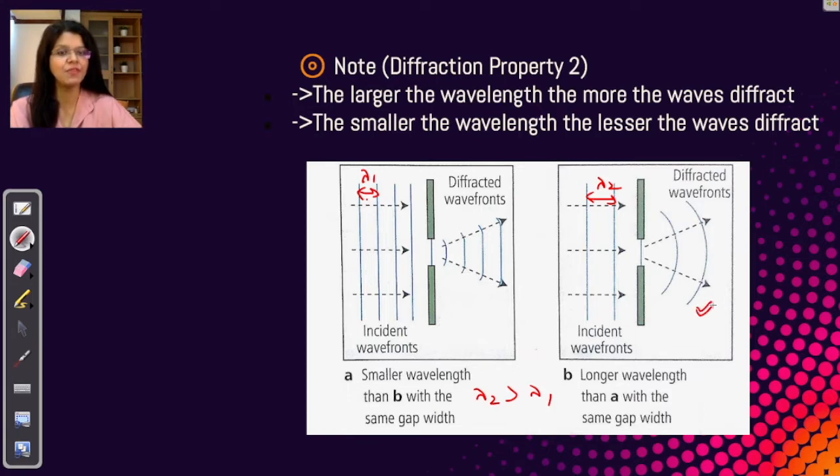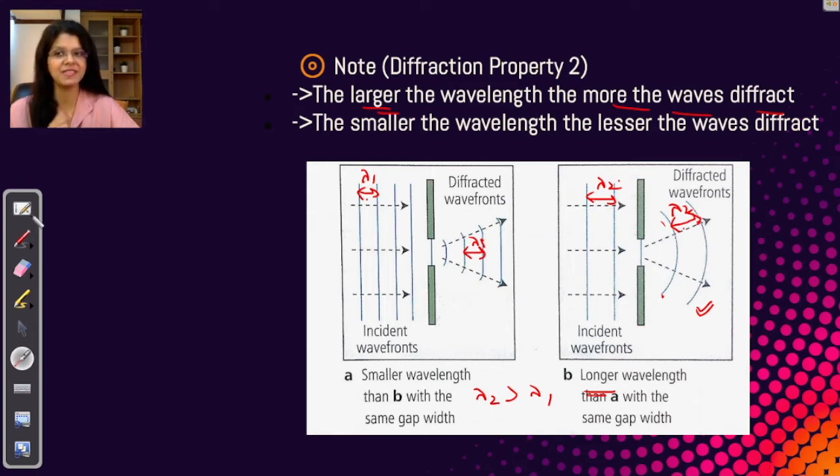Diffraction is happening more for the wave which has a greater wavelength. Longer the wavelength, more is the diffraction. Larger the wavelength, more the waves diffract. Here also, if you see, the wavelength should remain the same. If it was lambda 2 before diffraction, after diffraction also it should remain the same. If it was lambda 1 in the first picture before diffraction, it should say lambda 1 after the diffraction as well. The wavelength is not changing in both the pictures before and after the diffraction.